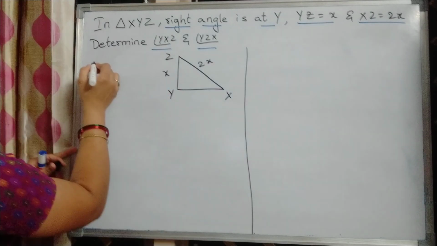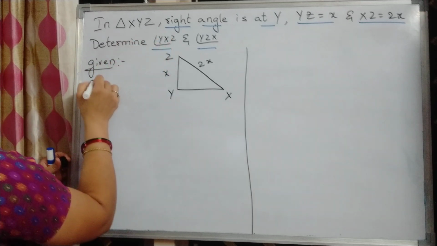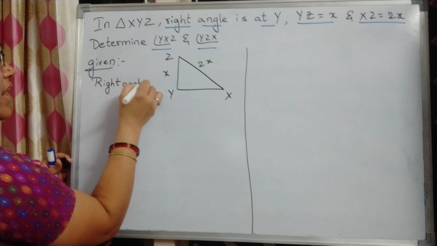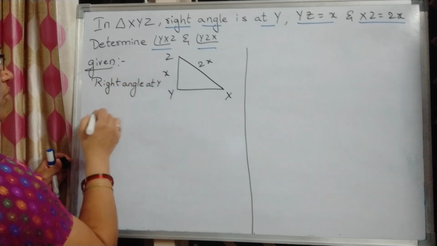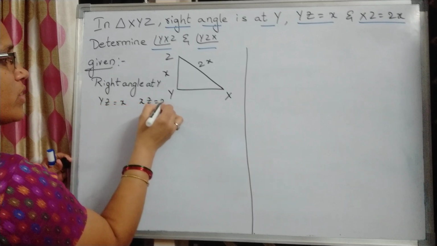Now write the given. What is given for us in the question? Right angle at Y is given. YZ is equal to X. XZ is equal to 2X.